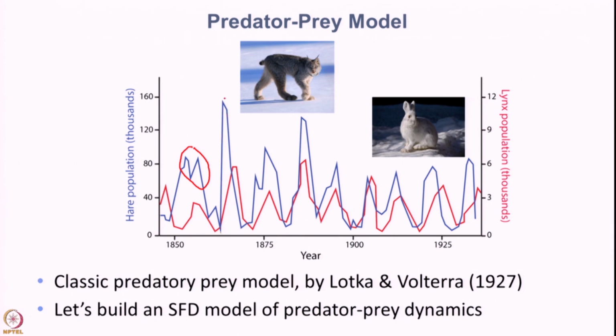And as it started to grow rapidly, it became easier for the predator to find more hares, which results in again higher hunting, and that resulted in an increase and decrease in an oscillatory or cyclic fashion of both the population of predator as well as the prey. So, this is actually a classical predator prey model originally developed by Lotka and Volterra way back in the 1920s. Now, we are going to build an SFD model of this predator prey dynamics.